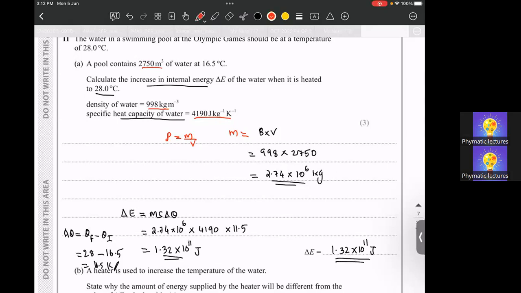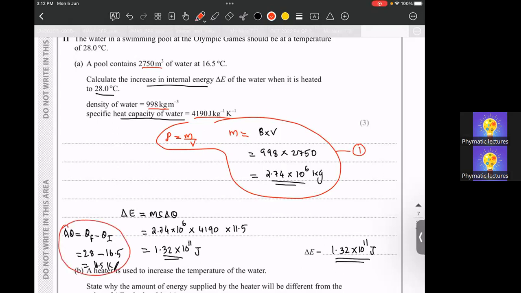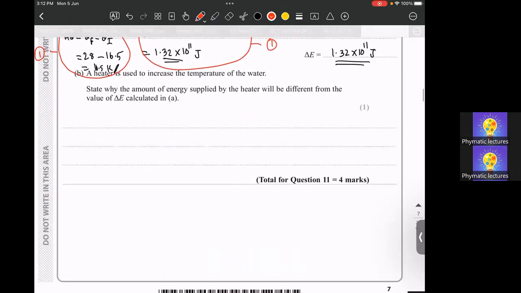See, for getting 3 marks: calculating the mass from the density, you will get 1 mark. For showing the change in the temperature, you will get 1 mark. If you are plugging in the right formula and getting the right value, you will get 1 mark. So 1 plus 1 plus 1, that is 3 marks. Clear? Okay. Move to the next question.